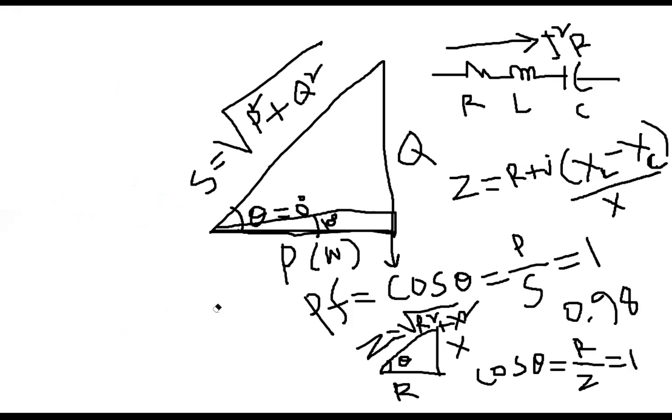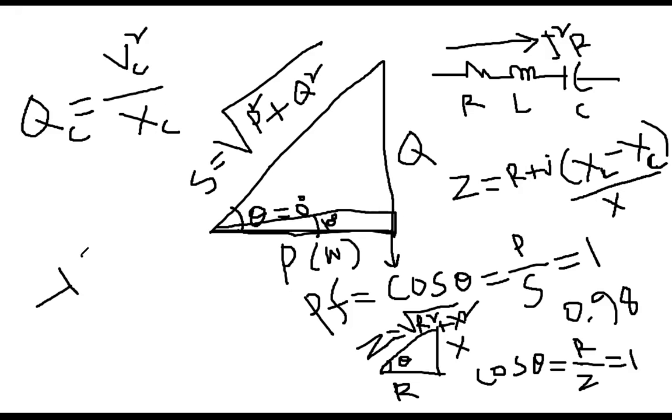Okay, this is fine. So once you are able to get that capacitor value, you can write Q as VC square over XC. Does this make sense? For example, because you are inserting a capacitor to improve the power factor, this is the capacitor.